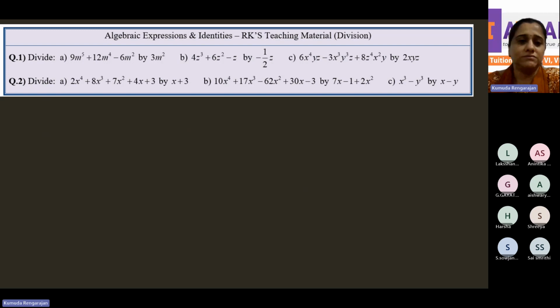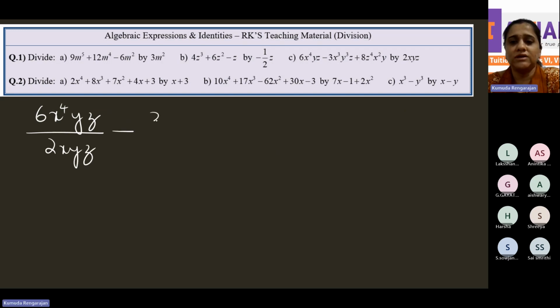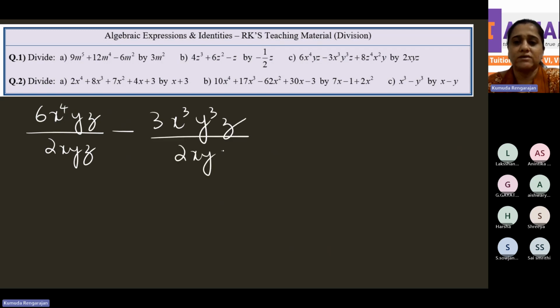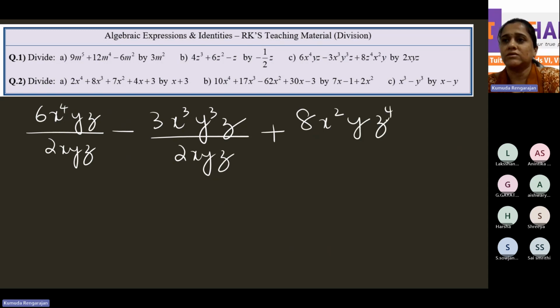The third one is 6x to the power 4 yz divided by 2xyz minus 3x cubed y cubed z divided by 2xyz plus 8. I'll just write it in the order, okay? So let me write x squared first, then y, then z to the power 4 divided by 2xyz.